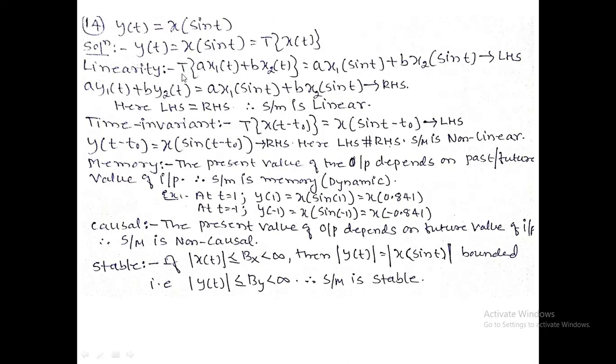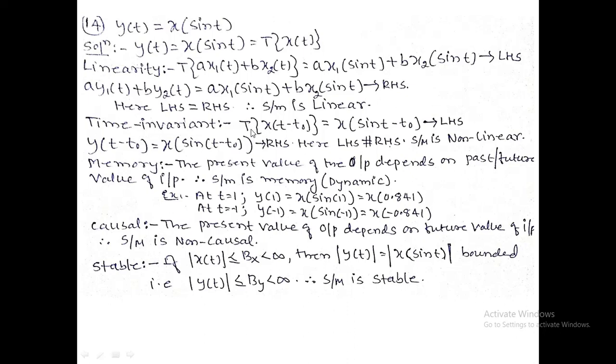In linearity, the system operating on the input signal a into x1 of t plus b into x2 of t equals the input signal in which t is replaced by sin t: a into x1 of sin t plus b into x2 of sin t. This is the LHS. RHS, a into y1 of t plus b into y2 of t. Y of t is given, so y1 of t equals x1 of sin t, and y2 of t equals x2 of sin t. Substituting y1 of t and y2 of t, we get a into x1 of sin t plus b into x2 of sin t, the RHS. Comparing LHS and RHS, both are the same and the system is linear.